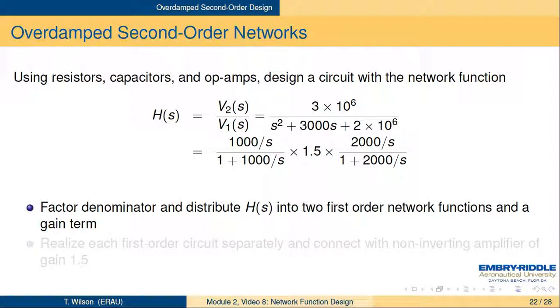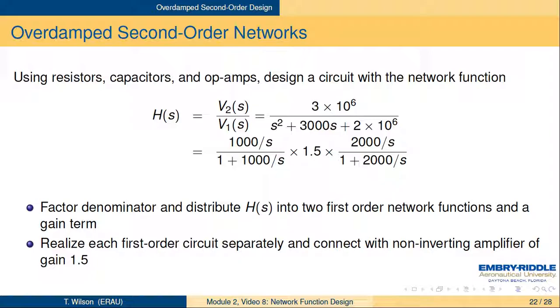But the product of 1000 and 2000 there is only 2 million, so we need an extra scale factor of 1.5 there to get the numerator up to the specified 3 times 10 to the 6. But we can represent this now as two first order circuits with a 1.5 gain non-inverting amplifier connecting them.